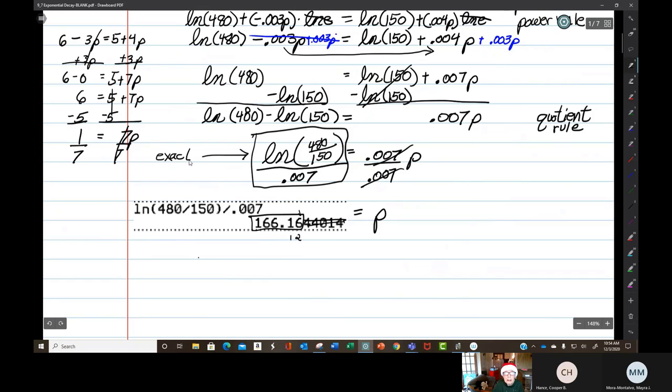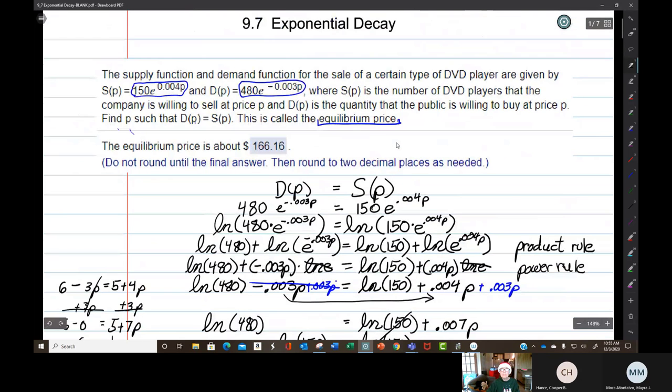Because to get this solution, you have to round and you lose some numbers. But this goes on forever. So you could never include all the numbers that go into making the ln of 480 over 150 divided by 0.007. And that's the story of our first problem.